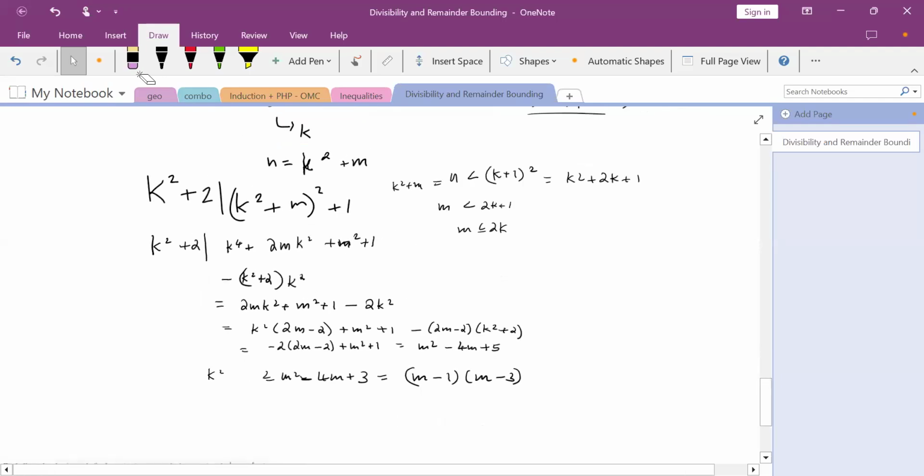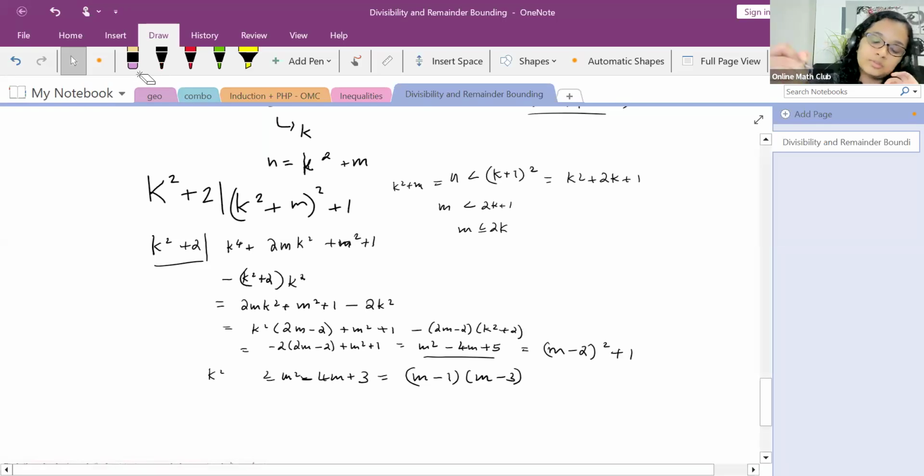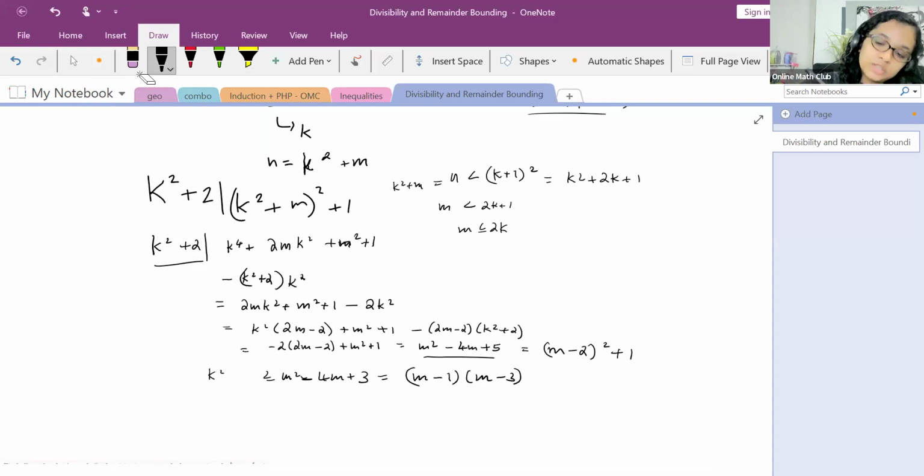Can we bound this between two squares? I think it should be possible. Yeah, that is sort of the idea. Can find the maximum value of k, not exactly k, but the factor by which this divides this. So we can write this as m minus 2 square plus 1, right? And we know that m minus 2 square plus 1 is less than or equal to 2k minus 2 square plus 1, because m is less than or equal to 2k.